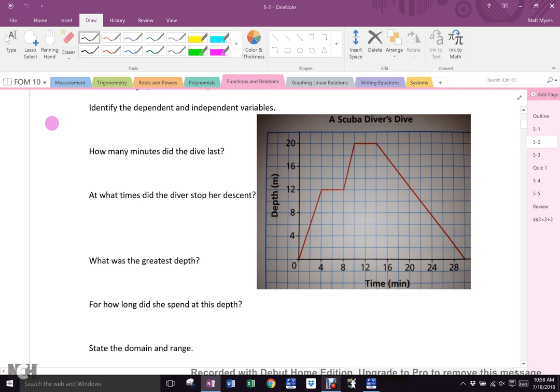Time is the independent variable. Why? Yeah, but why? That's not why it's the independent variable. If this graph wasn't here and I told you I had a graph of depth versus time, how would you know time was the independent variable? If this graph wasn't here, that's not the right answer. So how do you know time is the independent variable? Because it'll continue on no matter what. I suppose so. Except at some point the dive ends, right? So I need a better reason than that.